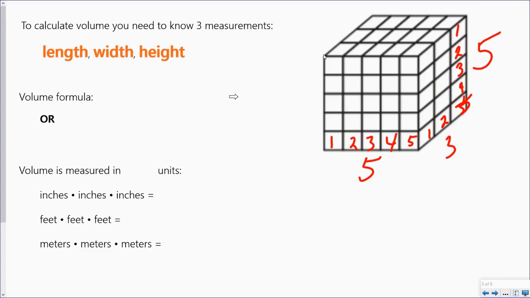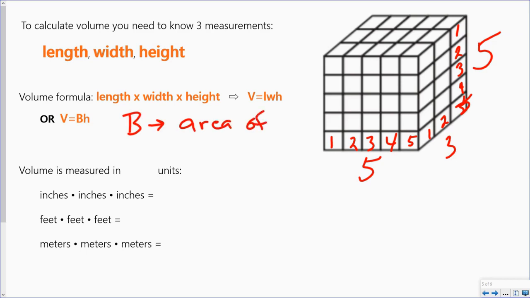My volume formula is length times width times height, or I could write it as V equals L times W times H. You may also see it as V equals capital B multiplied by H. And if you see this capital B, that represents the area of the base, which is the same thing as length times width.